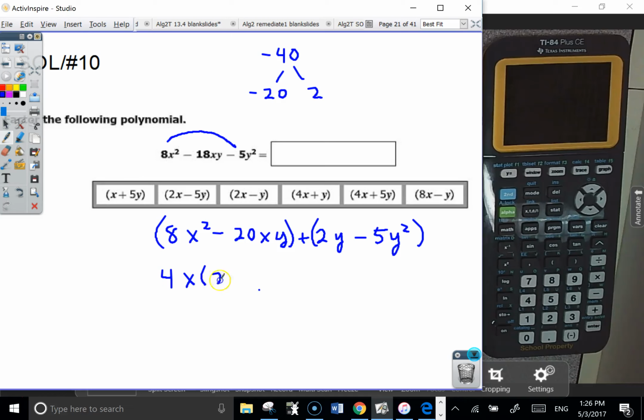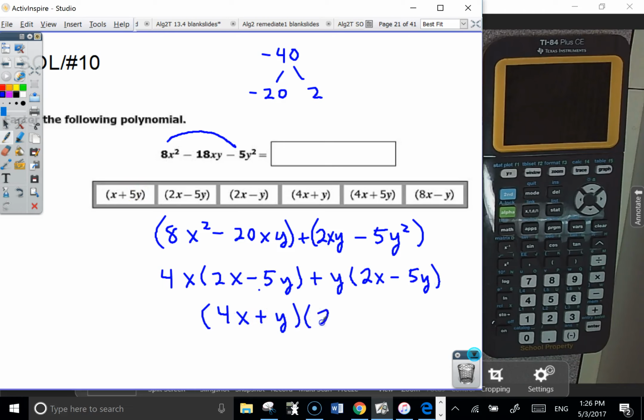4x times 2x minus 5y plus y times, this is supposed to have x right there, 2x minus 5y. Now, because what's in parentheses is the same, last step, 4x plus y times 2x minus 5y. You know, that's a systematic way to do this and get it right.